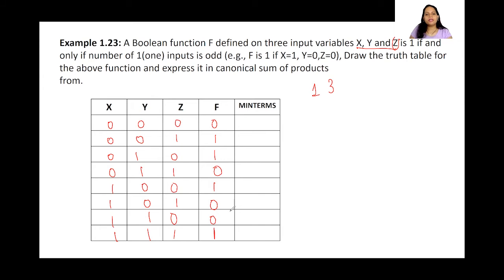Now let's write it in the minterm form. So x, y, z, we are going to write as x bar, y bar, z bar, because they are all 0. Next x bar, y bar, z, because z is 1. Then x bar, y, z bar. Then x bar, y, z. Then we have x, y bar, z bar. Then we have x, y bar, z. Then we have x, y, z bar. And then x, y, z.